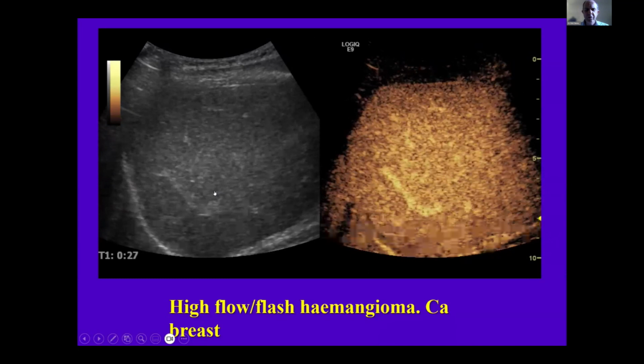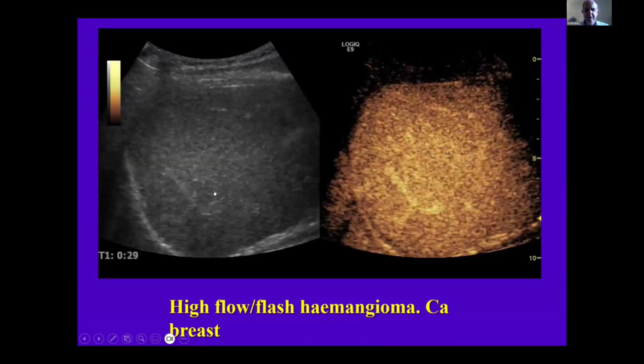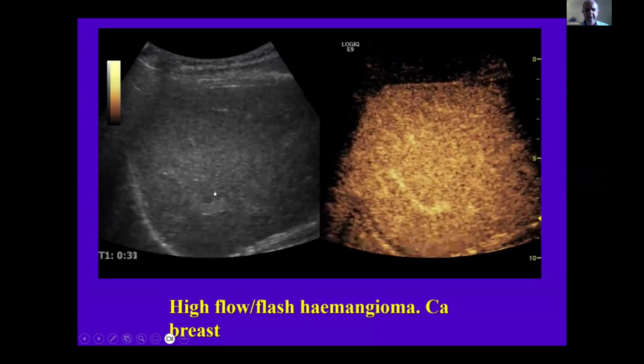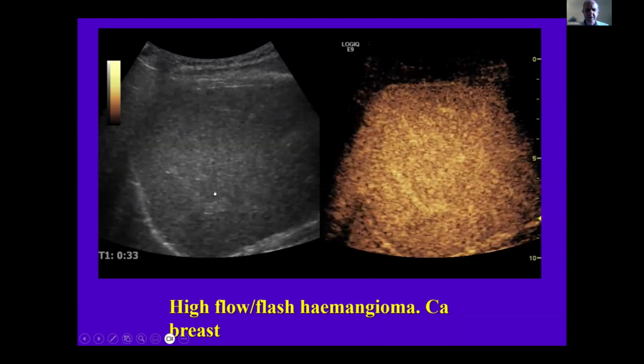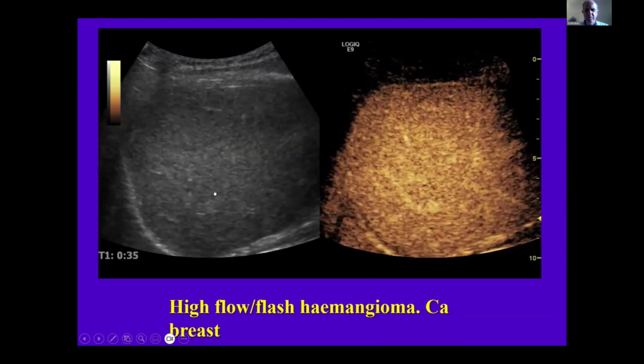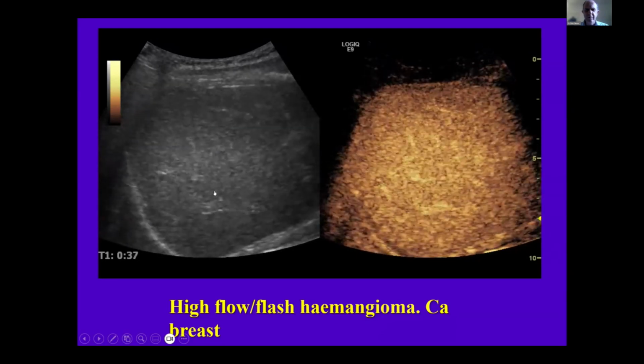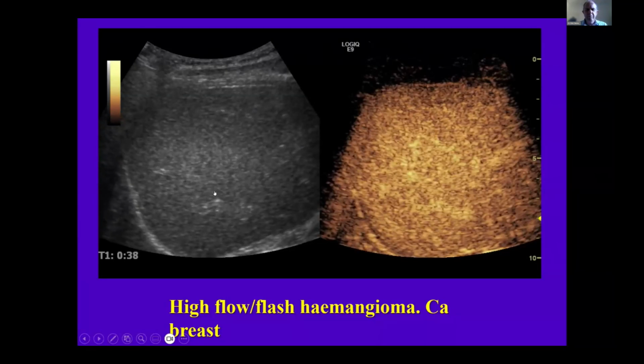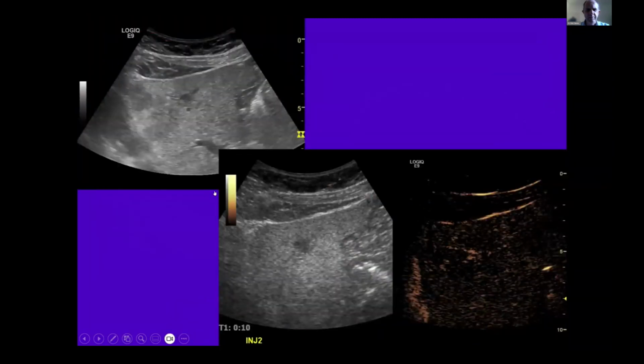Now, this is the sort of thing that's difficult on MR and CT because it's sub-centimeter. And as I said earlier, MR and CT doesn't have the spatial resolution that we have on ultrasound. So it would come back as an indeterminate lesion on CT, and it's quite a big referral pathway that we get to characterize these small lesions on MR and CT, especially when there's a primary malignancy.